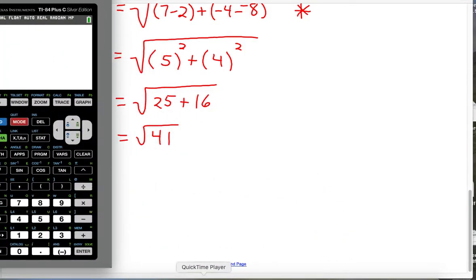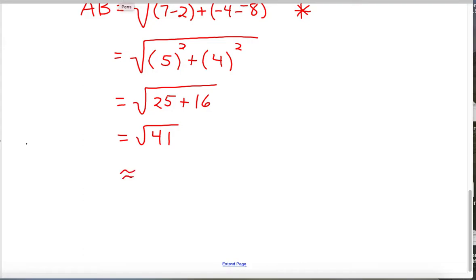And I'm going to look for the square root button. I have to press second and the x squared button. That gives me square root. And then I type in 41 and press enter. So if I round to, let's say, 2 decimals, that would be 6.40. The third decimal is a 3. So let me write that, 6.403.